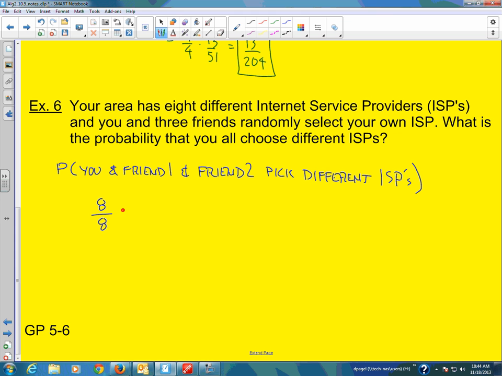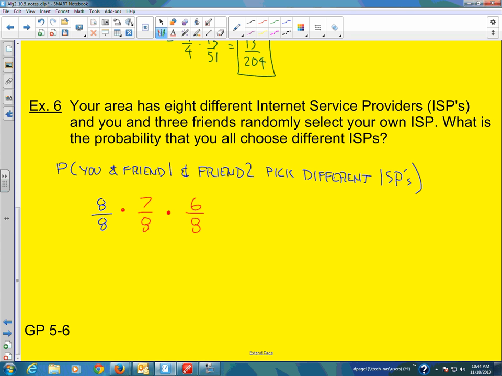And then friend number 1 comes along. Now, they don't know it, but they only have 7 to choose from. And the reason they only have 7 is because, again, we want us each to have different ISPs. And so if I just did 8 times 8 again, or 8 over 8 here for friend number 1, that wouldn't account for the fact that we have different ISPs. So I have 7 out of 8 that my friend number 1 gets to choose from. And then I have friend number 2. And again, we're assuming that they don't know, but in order for all of us to have different ISPs, they have a 6 out of 8 chance of getting a different ISP.